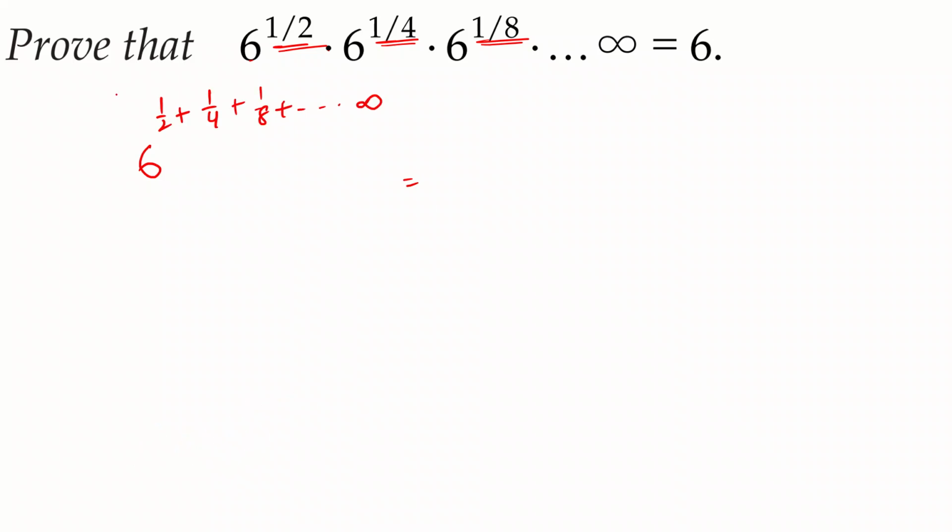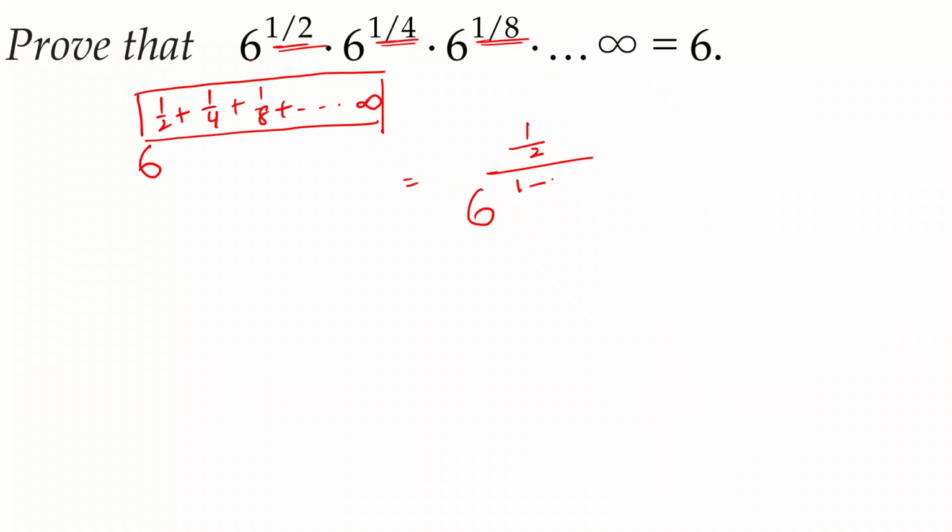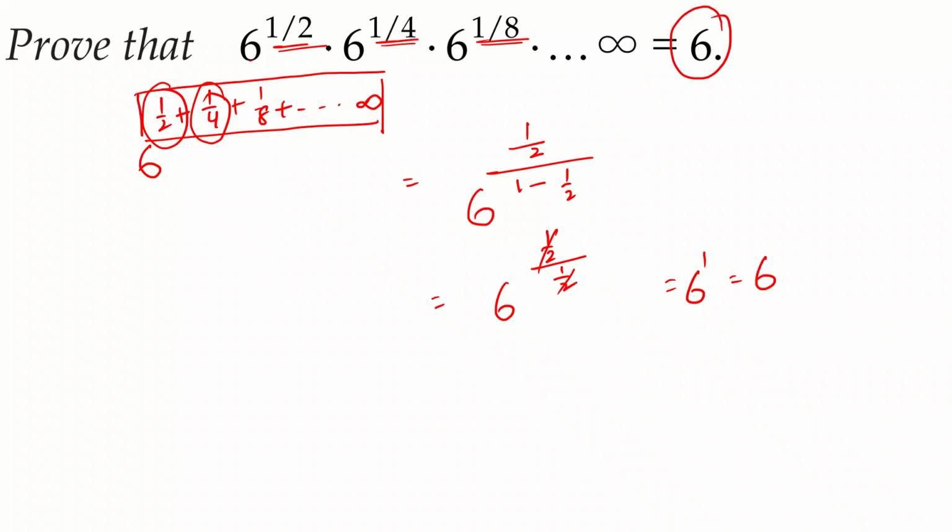No problem. Now if you see, this power is actually a GP. So what is the formula for it? 6 to the power of a, which is my half, divided by 1 minus r, where r is 1/2, so 1 minus 1/2 will turn out to be half. Again, r is less than 1, so we are good so far. So what is left is 6 to the power of half by half. Half and half cancel out. What we are left with is 6 to the power of 1, which is 6, and this is what we were required to prove. That's it. Simple, nothing too much in here.